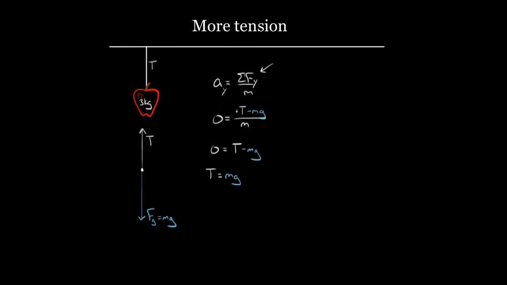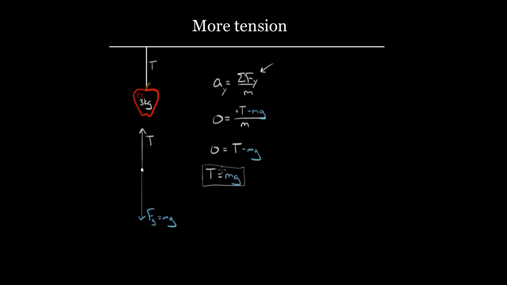And you might be like, well, duh. I could have done that, it was way more trouble than it had to be. I mean, you just knew it was mg. This tension just has to balance gravity. So it's just mg. Why did we go through all this trouble? And the reason is, it is equal to mg, but it won't always be equal to mg. So if you want to know what to do when it's not equal to mg, you have to know how to use this process well.